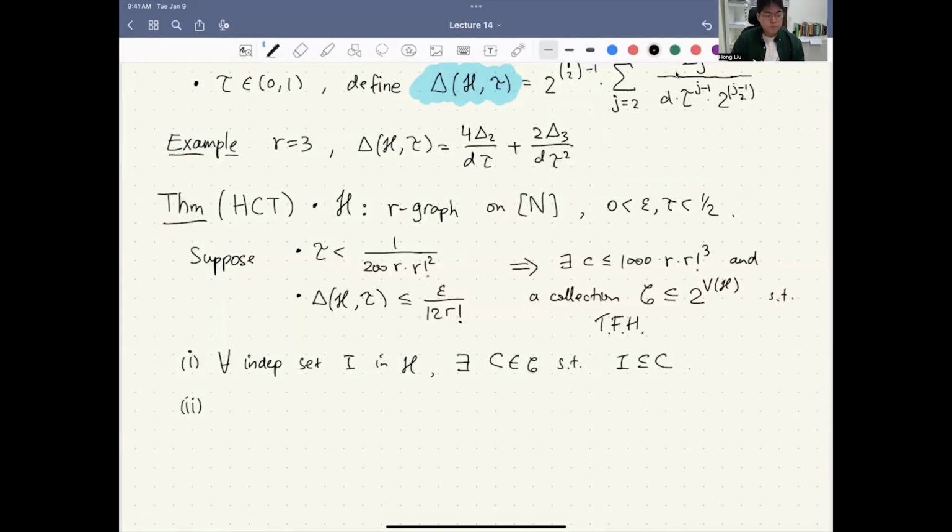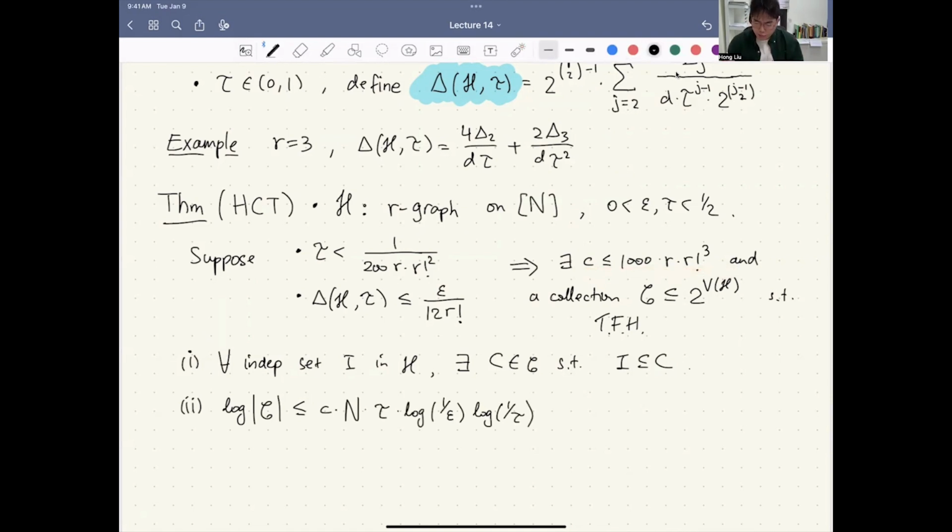Second of all, the number of containers, there are not so many of them. Log of the number of containers is at most this absolute constant C, times the total number of vertices in our hypergraph, capital N, times tau, times log 1 over epsilon, times log 1 over tau.